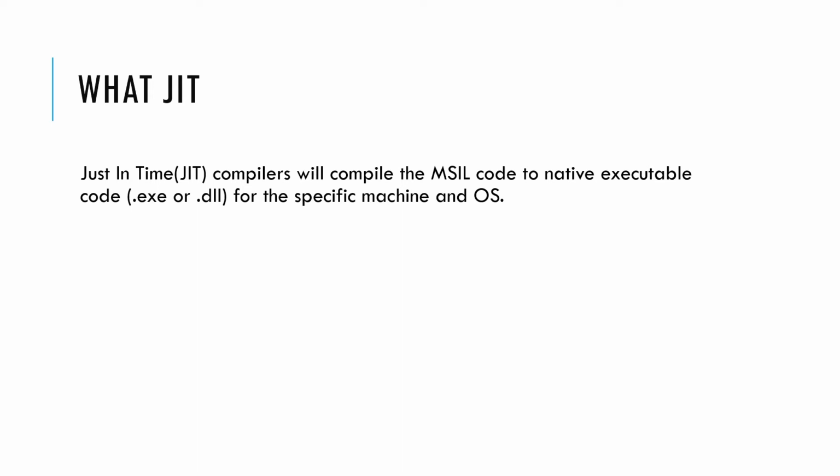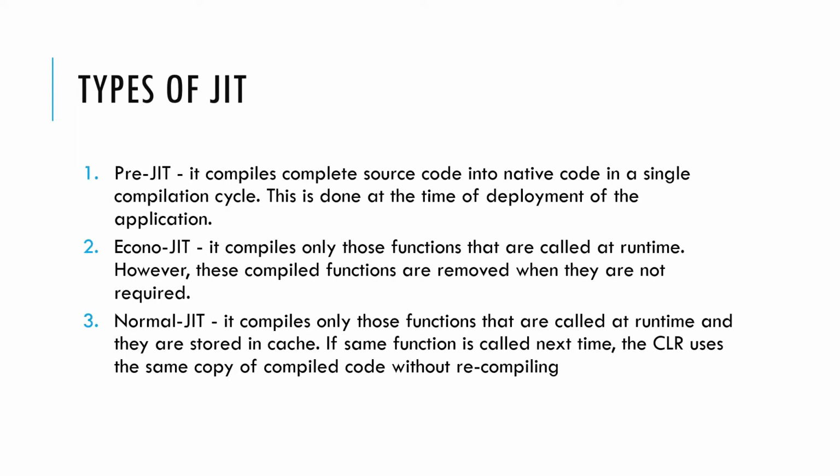The Just-In-Time compiler will compile the MSIL code into native executable code, either EXE or DLL, for the specific machine and the operating system. So what are the different types of JITters? We have Pre-JIT, Econo-JIT, and Normal JIT. In the case of Pre-JIT, it compiles the complete source code into native code in a single compilation cycle. This is done at the time of deployment of the application.